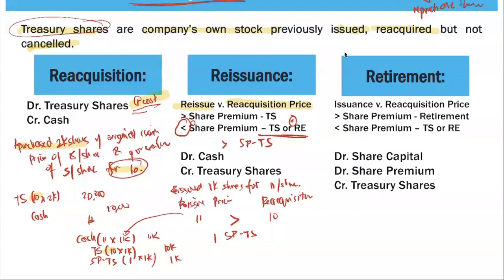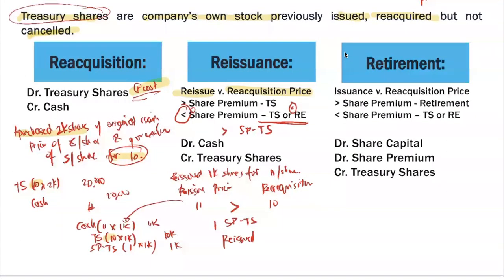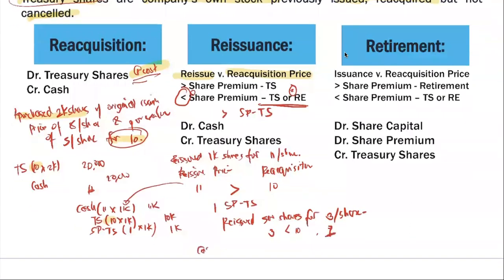What if lesser? So let's say we reissued 500 shares for 3 per share. So how much is the reissue price? 3. What is the reacquisition price? 10. So it's less than. The difference is 7. So how do we record that? First, we record the cash. The cash is 3 pesos per share, 500 shares, so 1,500.